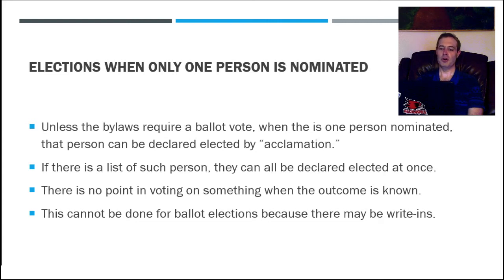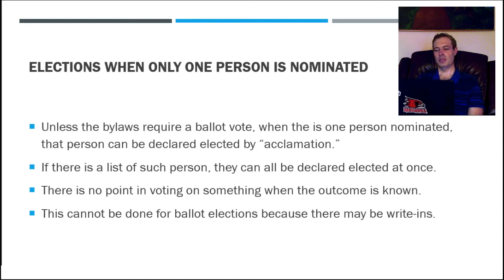If there's a ballot vote, you cannot elect them by acclamation because a ballot vote allows people to nominate someone else as they're casting their vote. So they could write in someone. So we can't just declare someone elected by acclamation in that case.